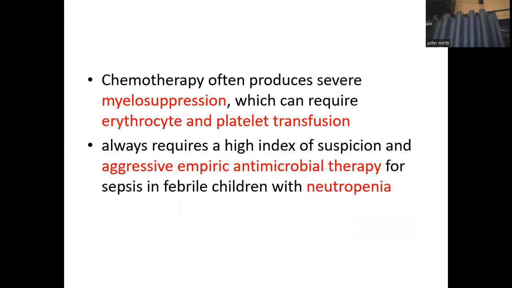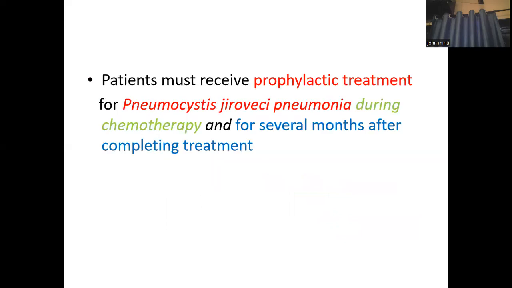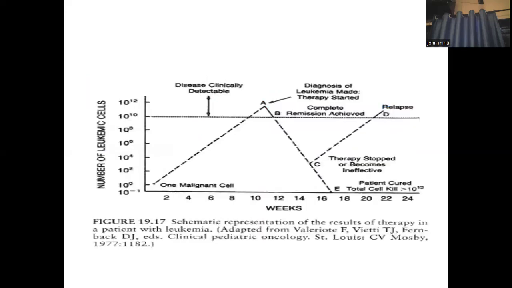So chemotherapy often produces myelosuppression, which can require erythrocyte and platelet transfusion. Always maintain a high index of suspicion and give aggressive empirical antimicrobial therapy for sepsis in febrile children with neutropenia. Patients must receive prophylactic treatment for Pneumocystis jirovecii pneumonia during chemotherapy and for several months after completing treatment. The treatment here uses sulfamethoxazole-trimethoprim, because the immune system is suppressed.